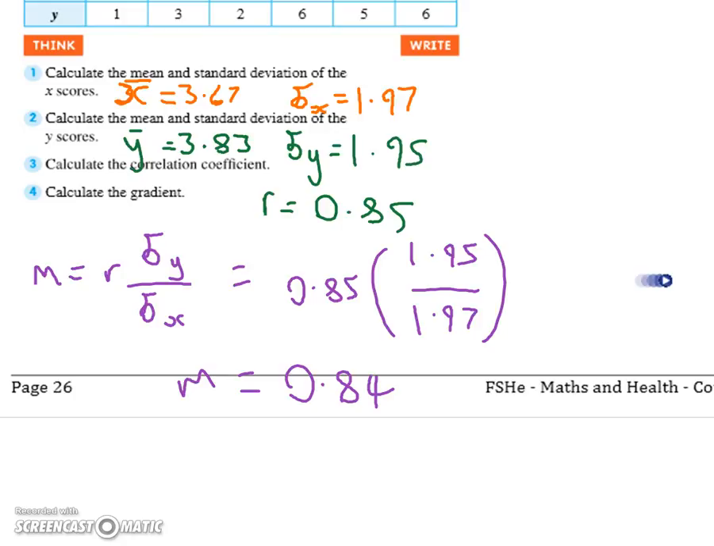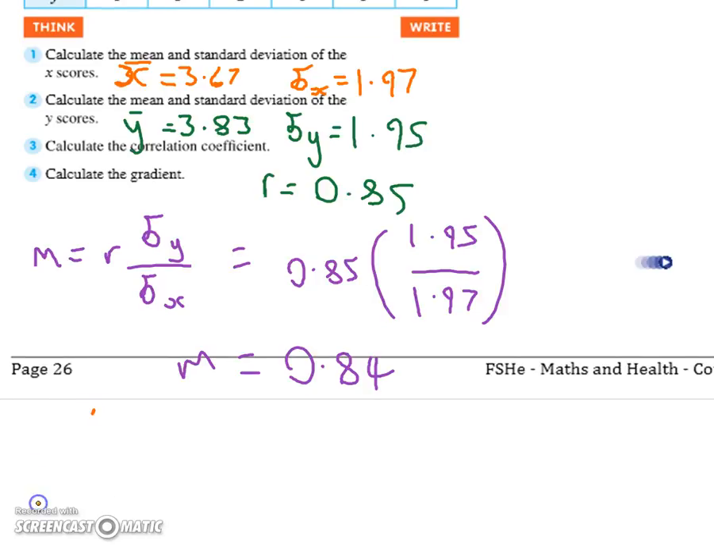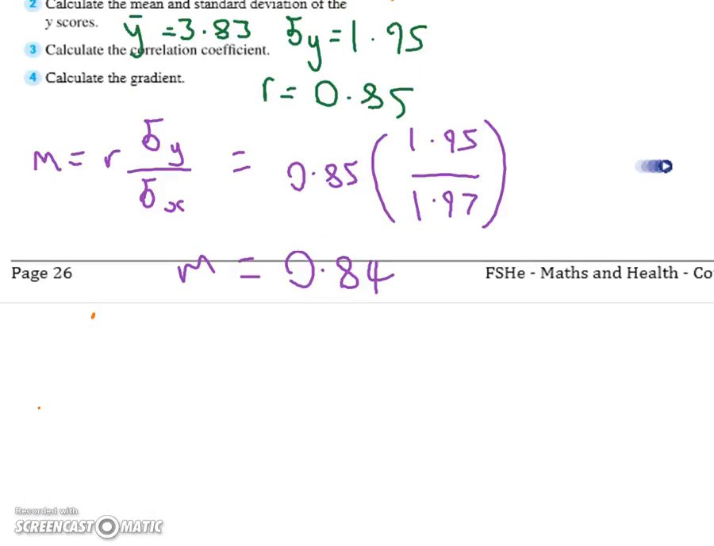We have calculated the mean of x, the mean of y, standard deviation of x, standard deviation of y, and the correlation coefficient. Using those, we have found the gradient. Now, what form is our answer going to end up in? What's the form of the equation? Normally we're used to y equals mx plus b, but at the moment it's y equals mx.